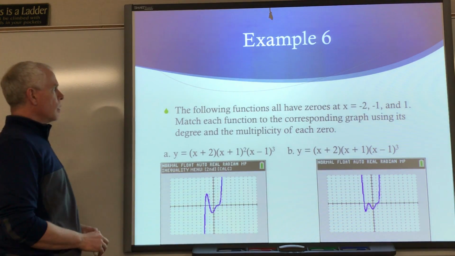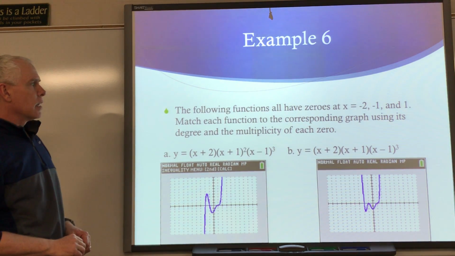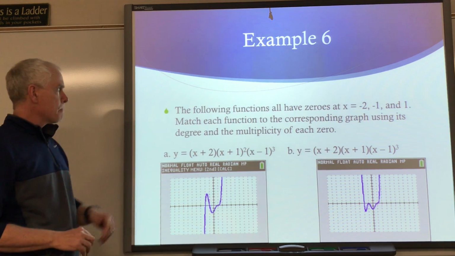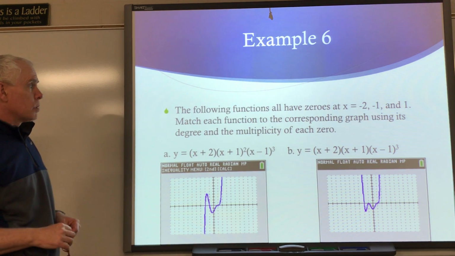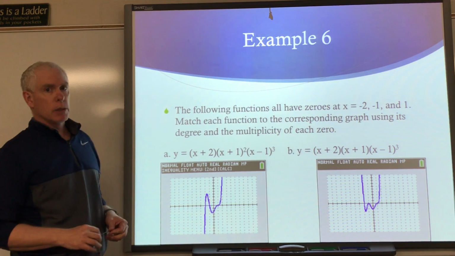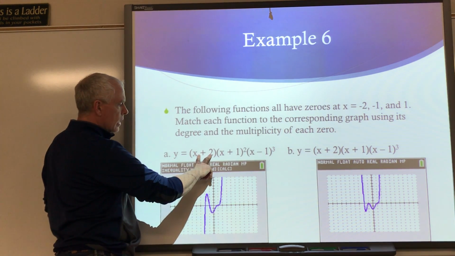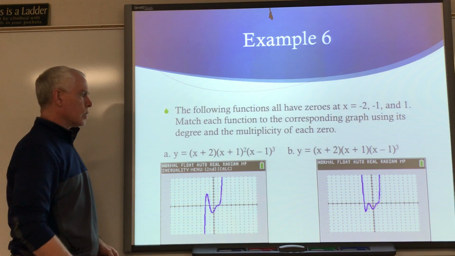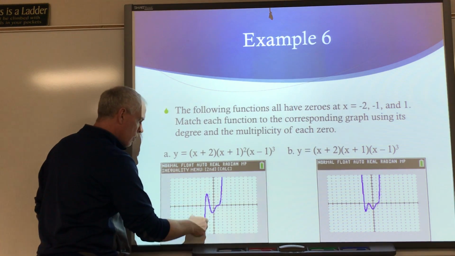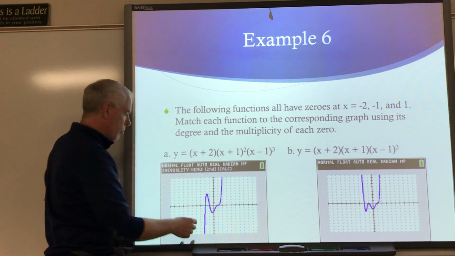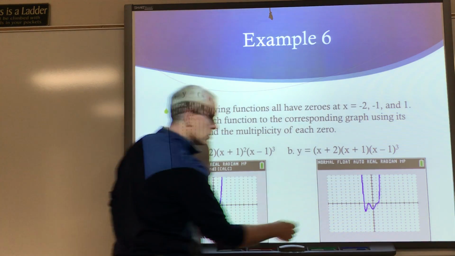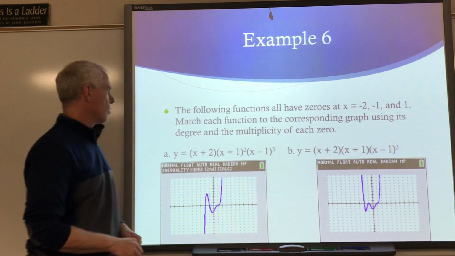Example 6. The following functions have zeros at -2, -1, and 1. Match each function to the corresponding graph using its degree and multiplicity. All right, so this one crosses at -2. The multiplicity is 1, so it's just going to cross at -2 without compressing or without bouncing back. That definitely happens, and it happens there as well, so I haven't narrowed it down.